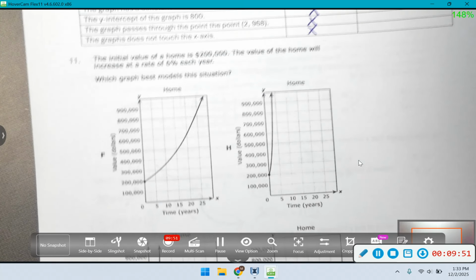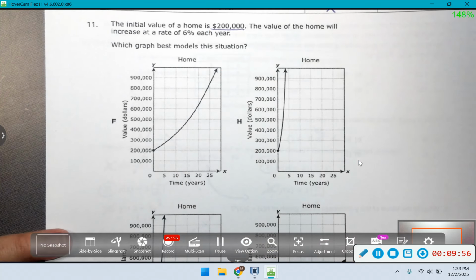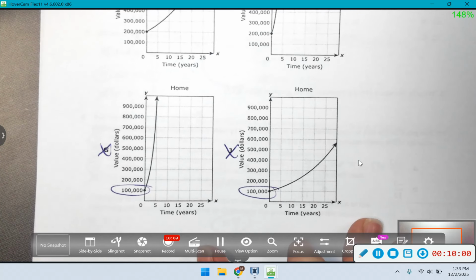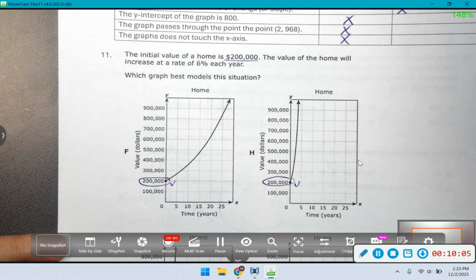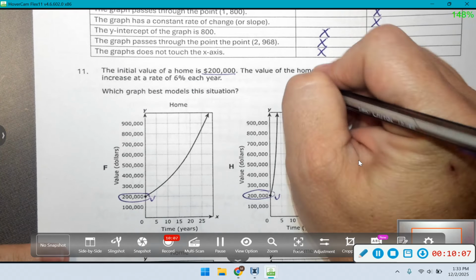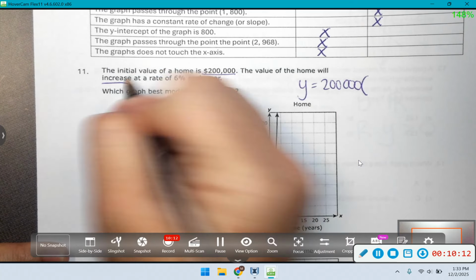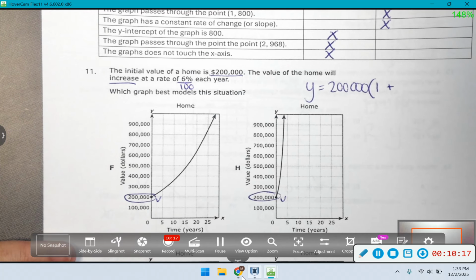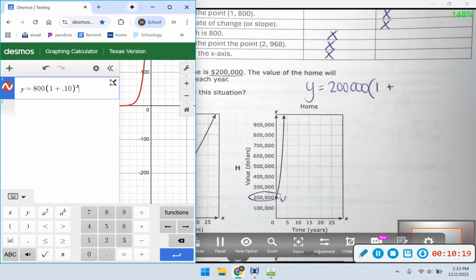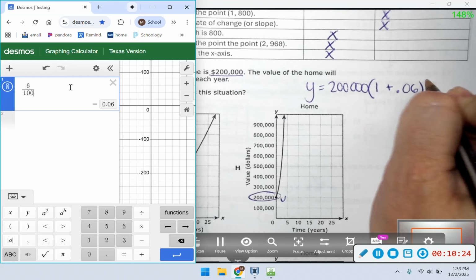Okay, number 11 is super important to write an equation. I want you to realize it says it starts at 200,000, so I know that G and J are not my answer, because those both start at 100,000. These do start at 200,000, so we're between F and H. Now, if I write an equation, it starts at 200,000, and it increases at a rate of 6%. So if I divide that by 100, please, please, please check your work when you're doing that. It's 0.06.